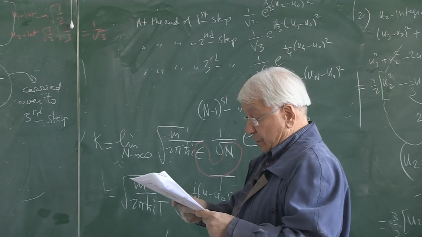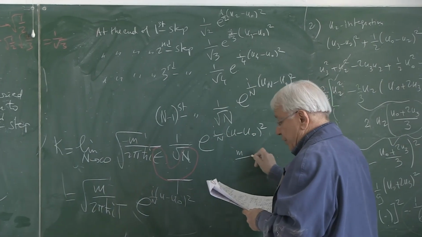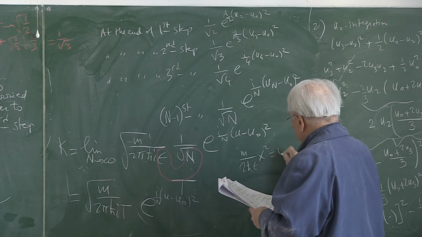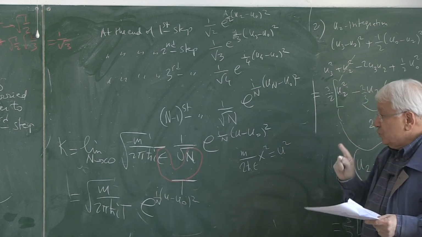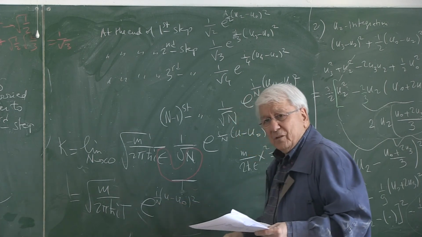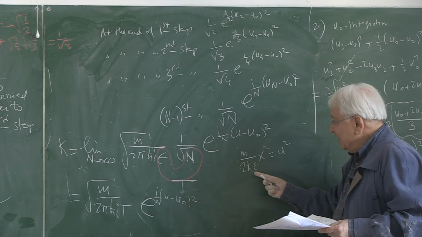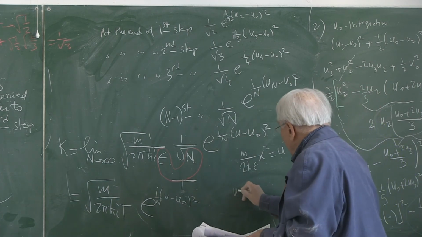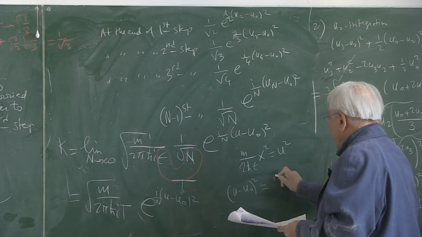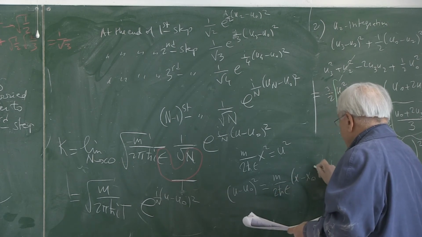What was it? Yes. Remember our definition, m over 2h bar epsilon x squared was u squared. Nice. If it wasn't so, we would be wondering what happens to this n. If n goes to infinity, I would get 0, wash out. But epsilon is hidden in here. So what is u minus u0 squared? m divided by 2h bar epsilon, x minus x0 squared, right?